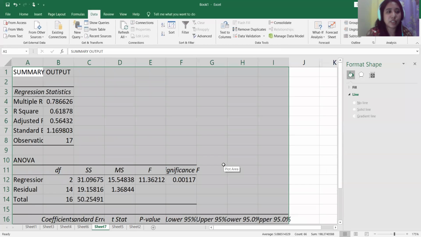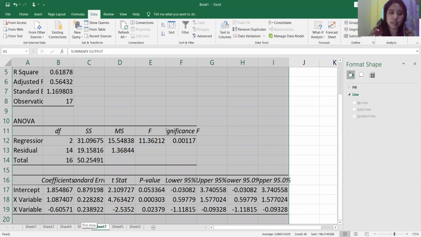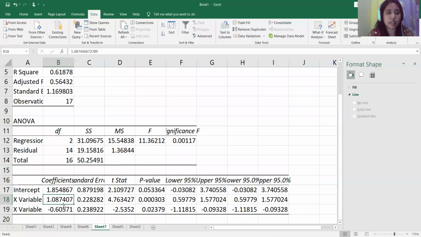OK. So the value of R squared is higher now. It's 0.6187, so it means that 61.88% of the variance is explained by the model. And that model is using this. The y-intercept is 1.85, and then our x sub 1 is 1.09, x sub 2 is negative 0.61, which means that this again corresponds to y sub n minus 1, and this corresponds to y sub n minus 2.